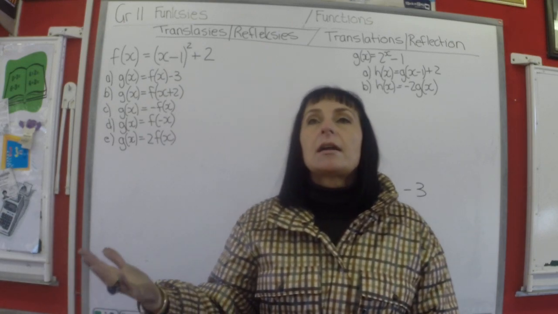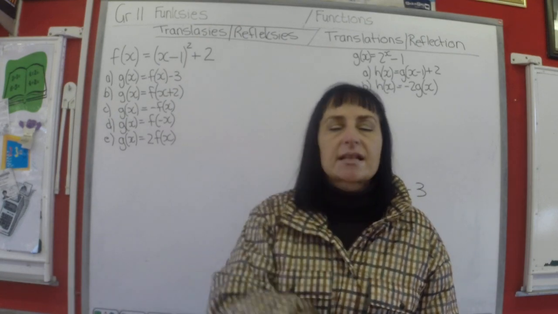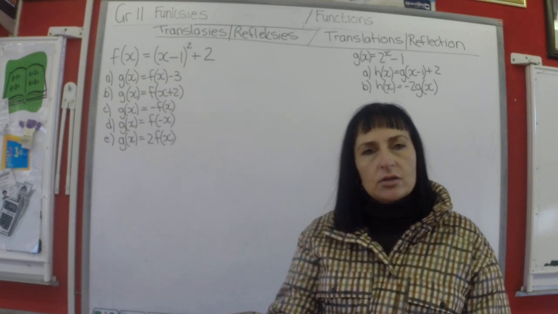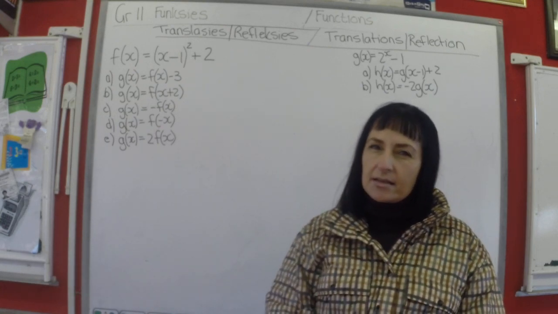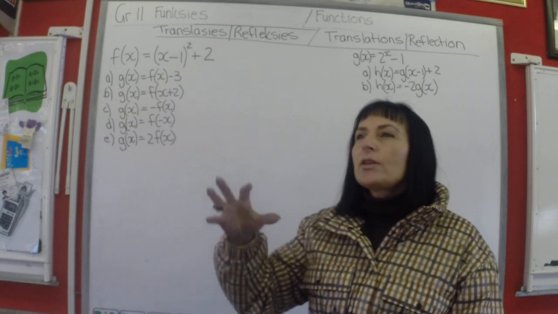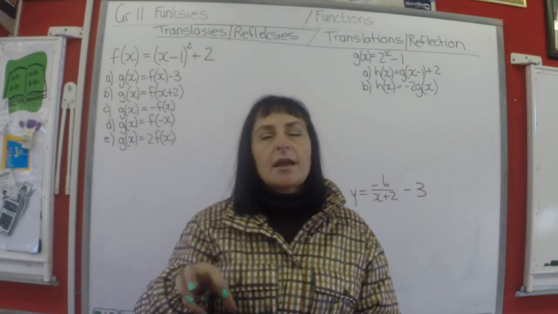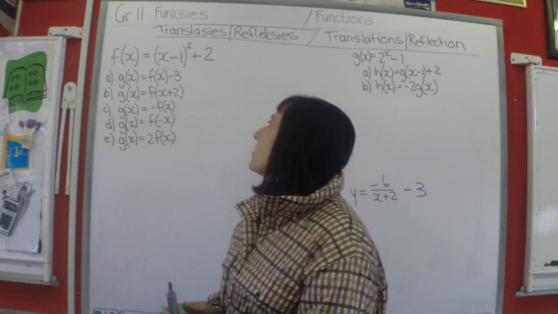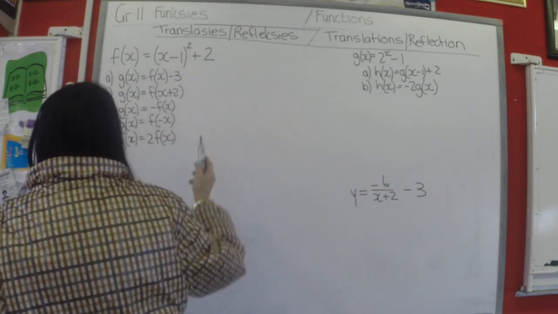Soos ek gesê, reflekteer hierdie prentjie in die x-as. Then you reflected it over the x-axis, or the y-axis, or the y equals x-axis. Kan julle dit onthou? So dis wanneer ons 'n prentjie van 'n funksie vat, and we simply move it on the Cartesian plane. So kom ons gaan kyk nou na hierdie funksie f(x).